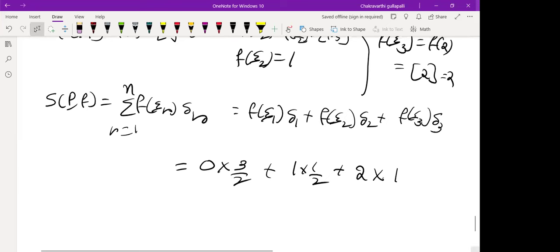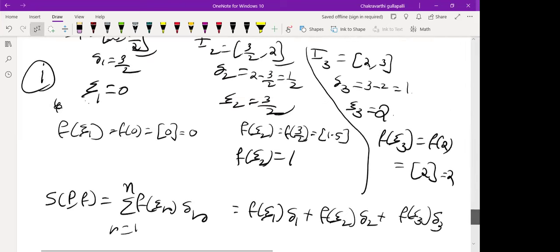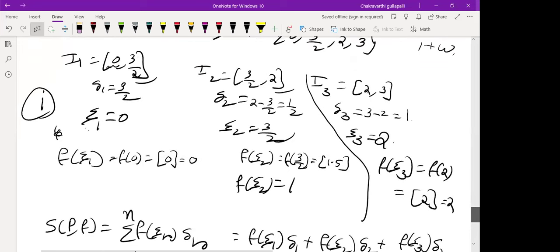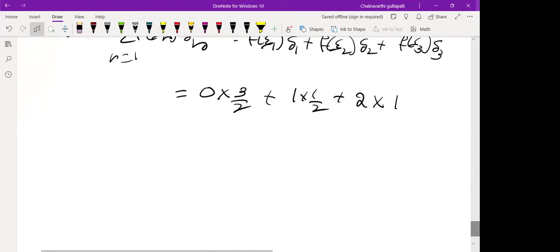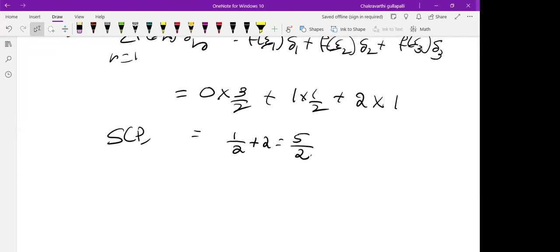You can see the values. Delta 2 is 1 by 2, delta 3 is 1. Now, this is 1 by 2 plus 2. That is 5 by 2. This is the required Riemann sum.